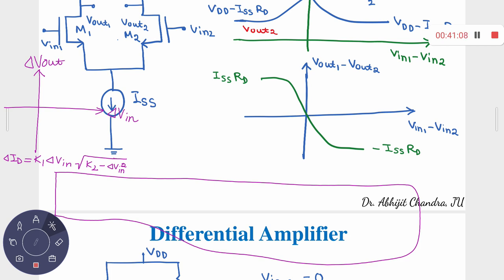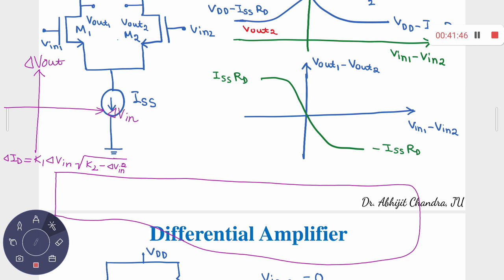That means under this condition, when V1 minus V2 is large enough, then delta ID is also large. That is the maximum possible value. If V1 is much greater than V2, then ID1 should be much greater than ID2, that is equal to ISS. That is the maximum. On the other hand, if V1 is much less than V2, then the entire current will be carried by MOS M2 only. In that case, ID1 is equal to 0 and ID2 is equal to ISS. So as delta V increases, delta ID will also increase.